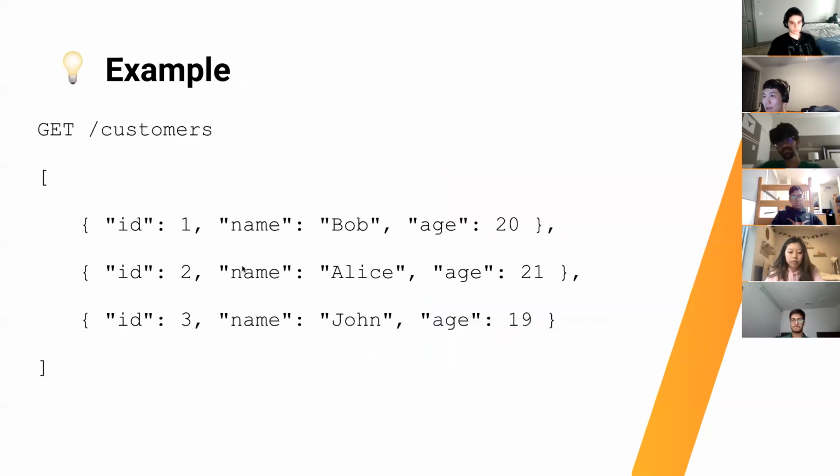Okay, so here's an example. If you run a GET request and say on your API you have a customers endpoint, it will give you a JSON list of objects, and each object will be made up of key value pairs that represent the data about each customer.